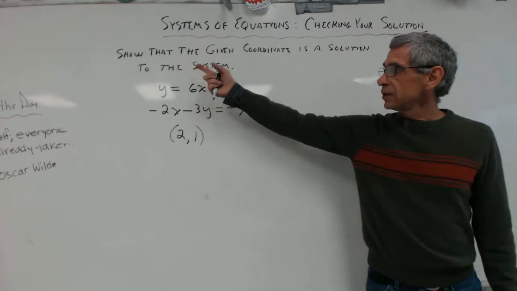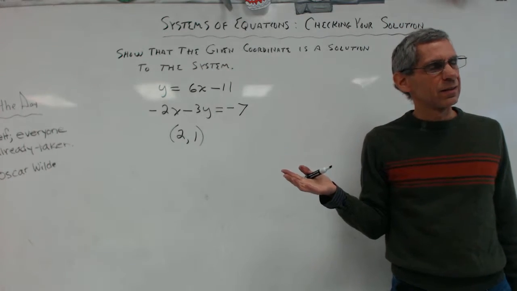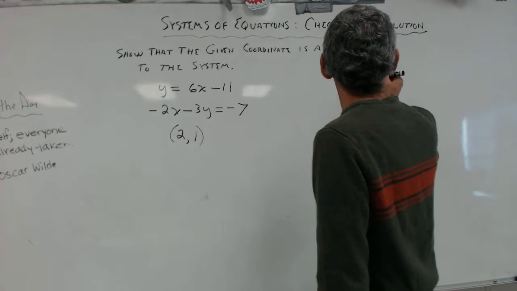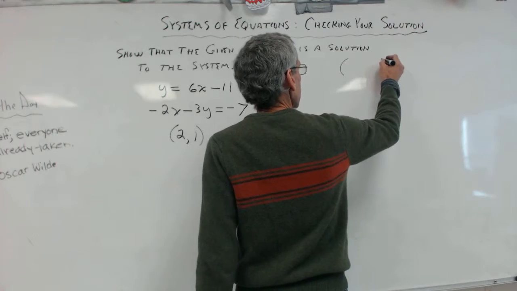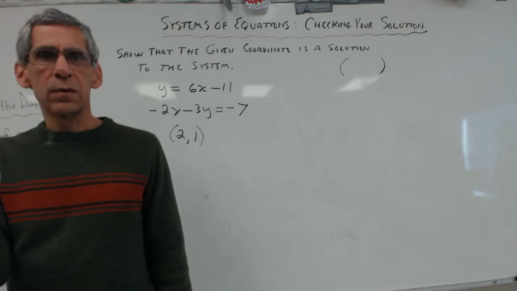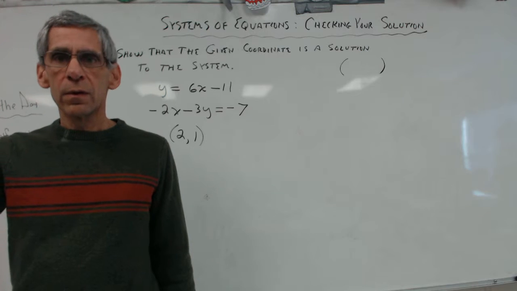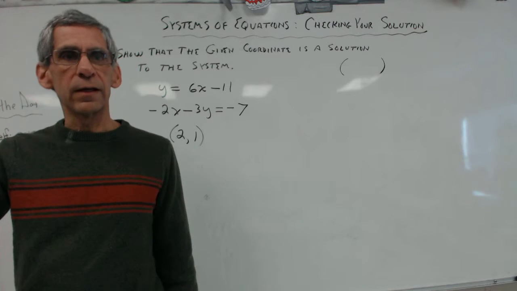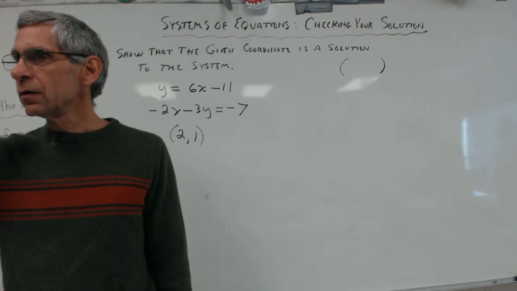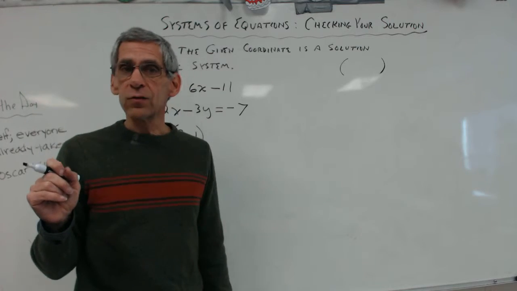So let's just think about what they're asking. Show that the given coordinate. What is a coordinate? A point on the line. A point. What is a coordinate written as? Yes, Skylar. A point where two numbers meet on an x, y axis. It's a point where two numbers meet on an xy axis.